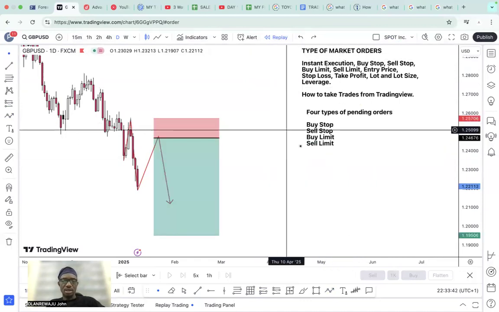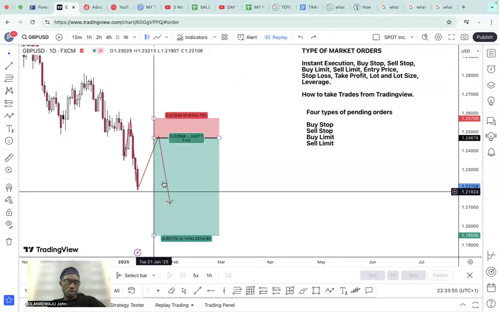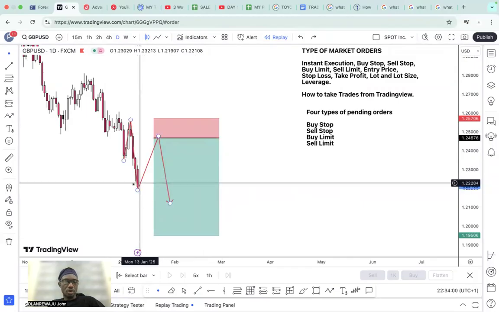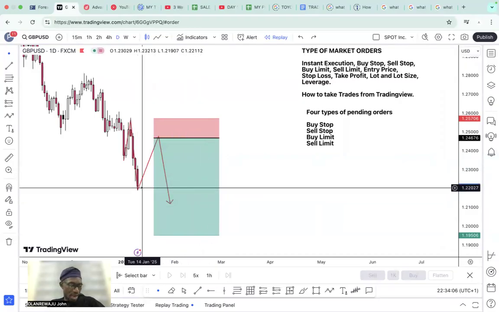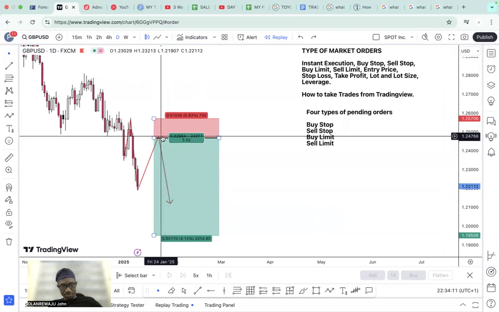I believe we are together. So buy limits, like I just showed us, is I want to buy the markets, but at a price that is lower than the current market price. And sell limits, like I'm just showing us, is I want to sell the markets. This is where the market is currently. This is the current market price, this blue line. I want to sell the market, but at a price that is higher, excuse me, than the current market price.